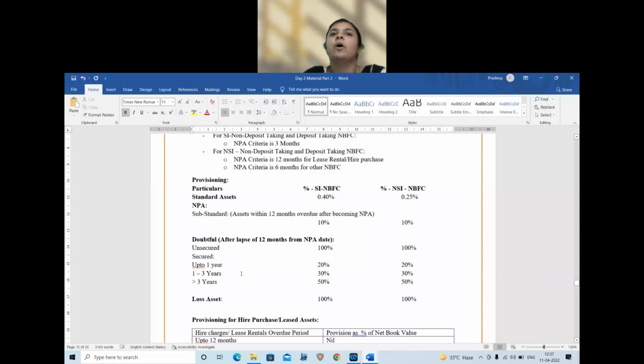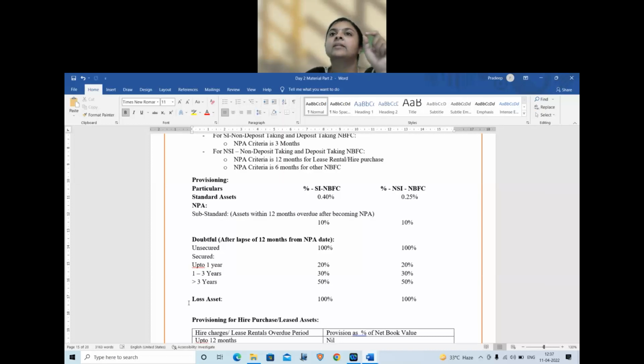And what is a loss asset? A loss asset is those advances which are classified as written off by the enterprise or by the NBFC. Right? The management will say that I will never receive this money, write it off. Those are called as loss assets. Right? Loss assets 100% because it is fully written off. So clear with the timing and the provision percentage calculation.